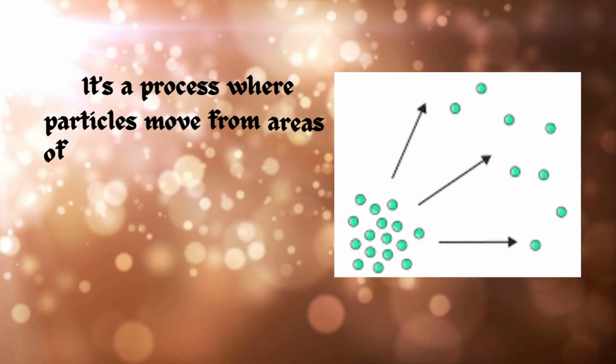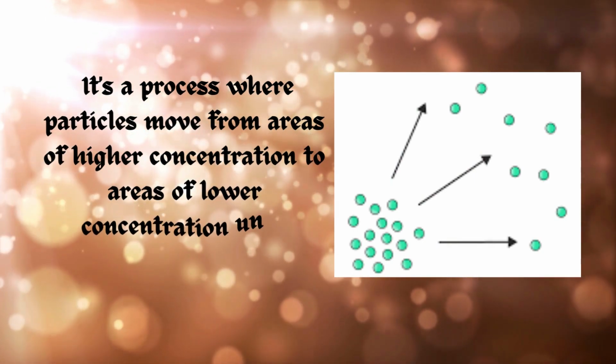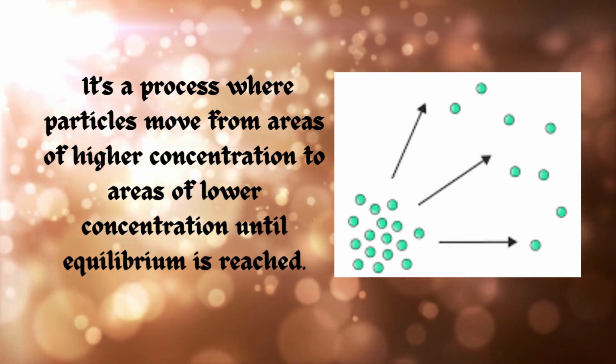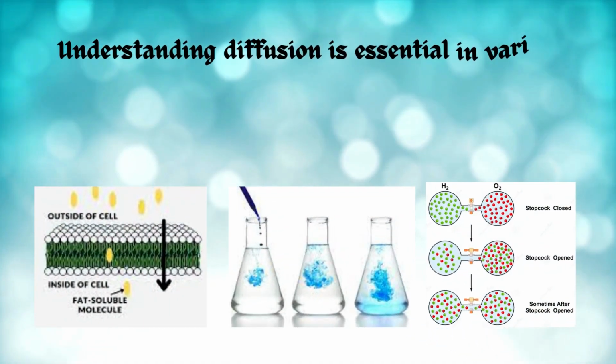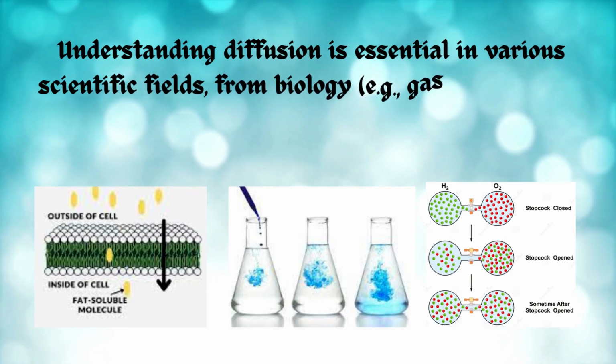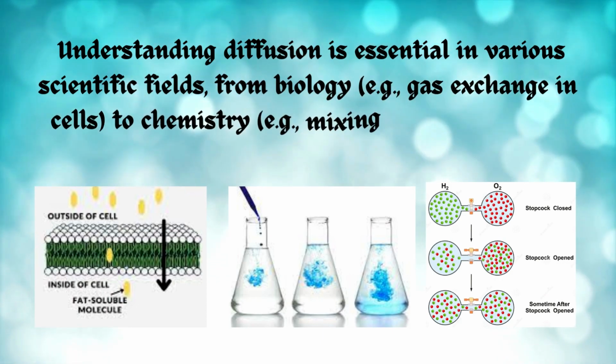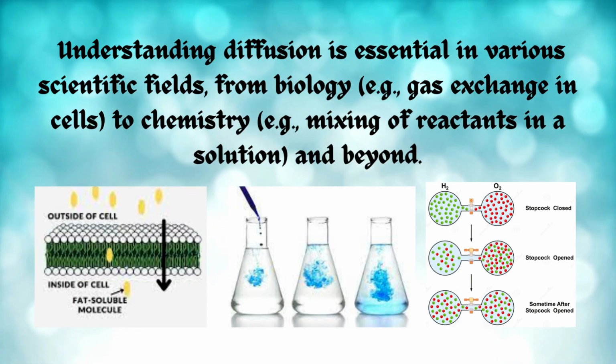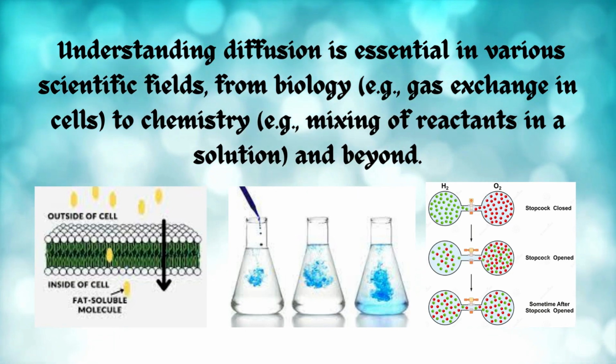So diffusion is a natural consequence of the constant, random motion of particles described by the kinetic particle theory. It's a process where particles move from areas of higher concentration to areas of lower concentration until equilibrium is reached. Understanding diffusion is essential in various scientific fields, from biology, for example, gas exchange in cells, to chemistry, for example, mixing of reactants in a solution, and beyond.